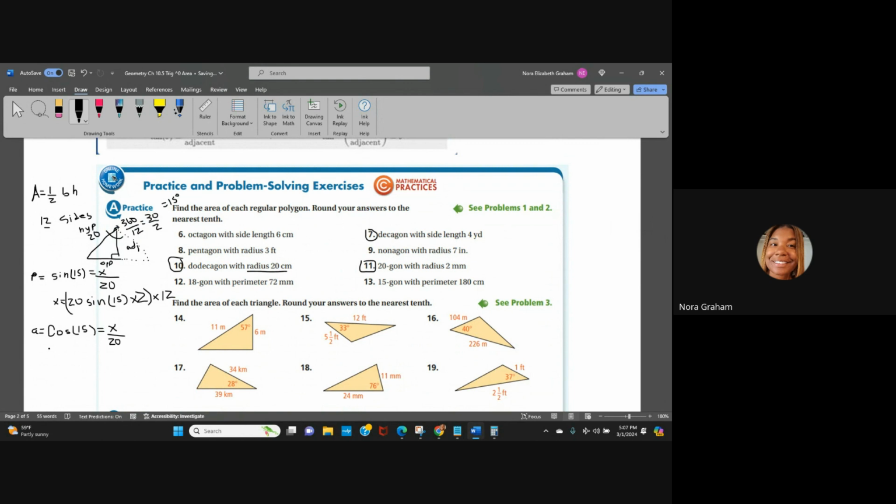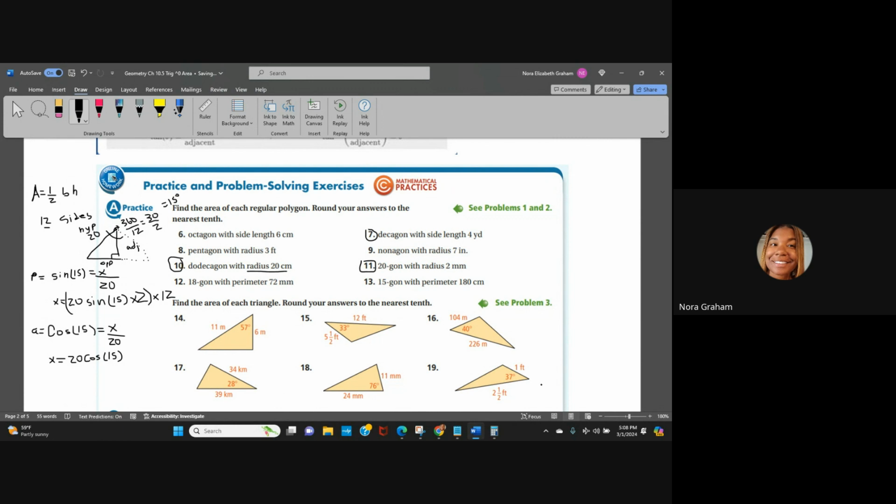Now I want to solve, use algebra. I multiply both sides by 20. The 20s cancel out right here. I'm going to go ahead and write this because I always like writing my variable on the left-hand side. x equals 20 cos 15. And that's my apothem right there. Boom. That's what the height of this right triangle is.